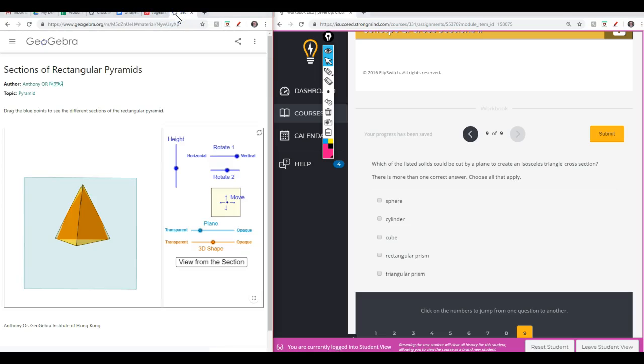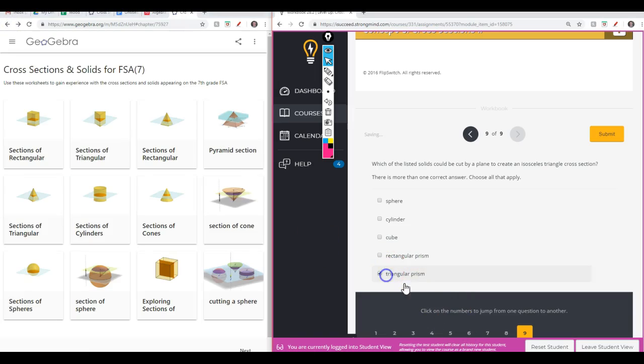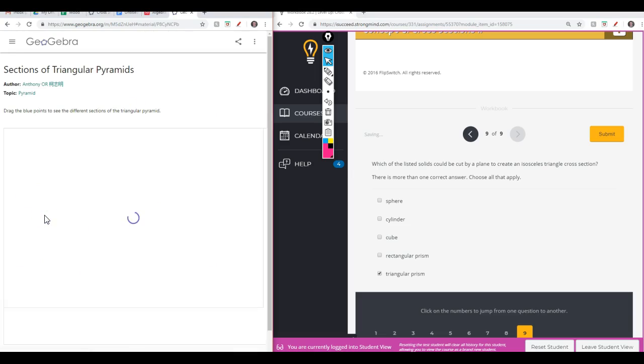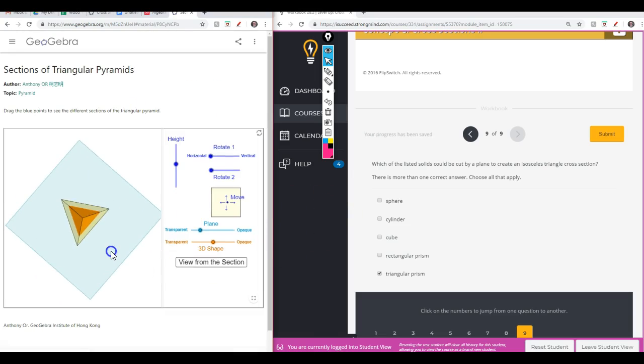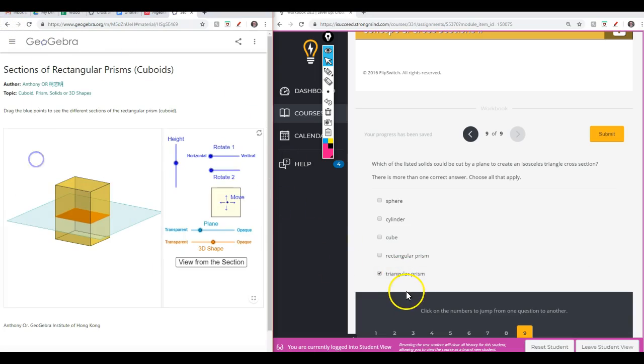Alright, well, I'm going to go right off and say a triangular prism could be cut to create an isosceles triangle. Because you could create it to where you get a cross section of triangle and you could cut it at one of these heights where these side lengths would be the same. So that is possible very easily with a triangular prism. So let's check a rectangular prism.